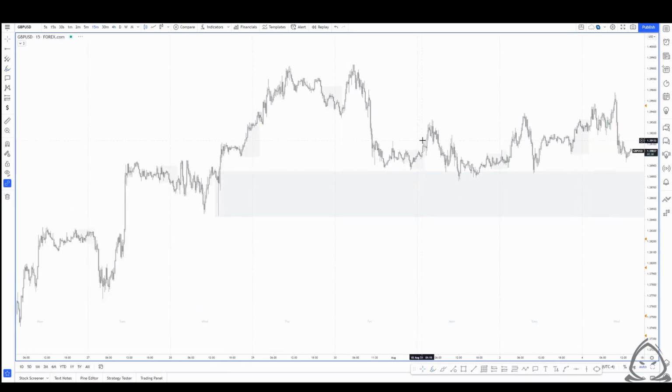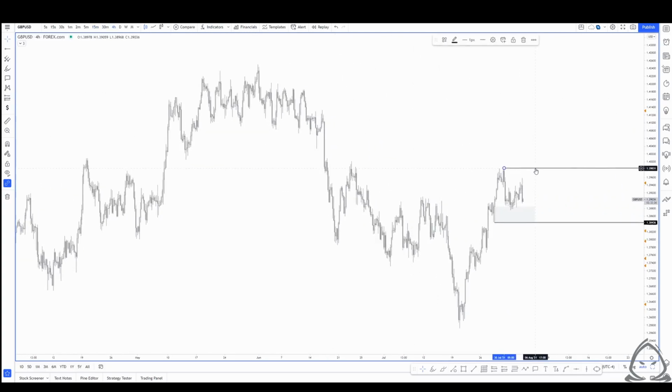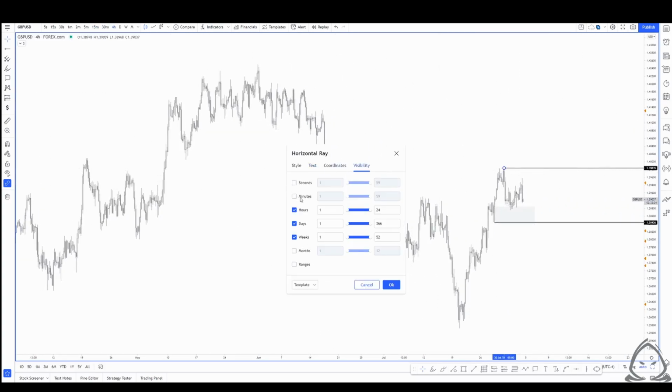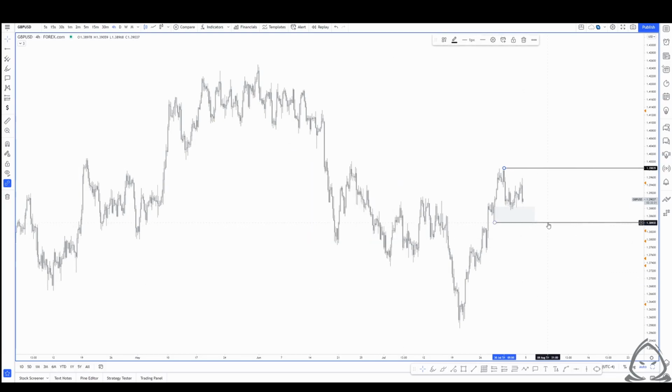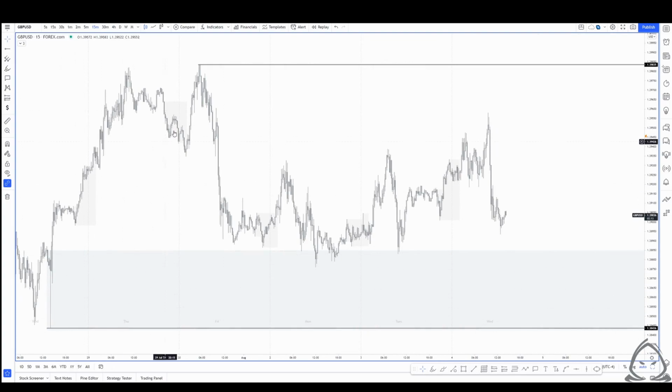I'll move the chart back just a little bit. One thing I'll do is go back to the 4-hour chart and add visibility so we can see this on the lower time frames. Perfect. Now we'll jump back into the 15-minute chart. As we can see, we have our 4-hour swing structure, which is from this swing low to this swing high.